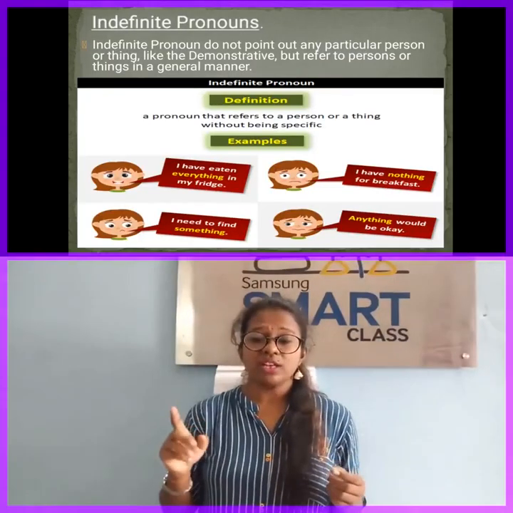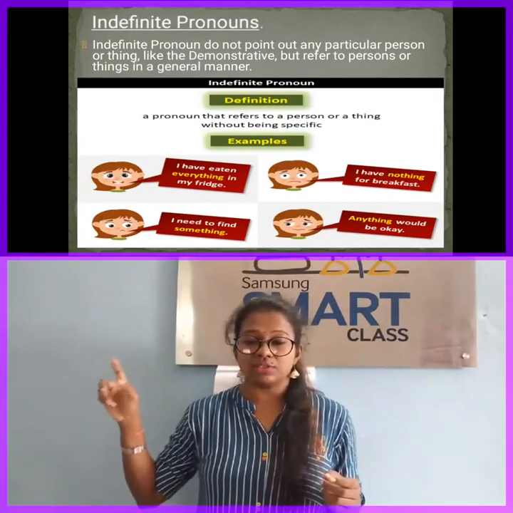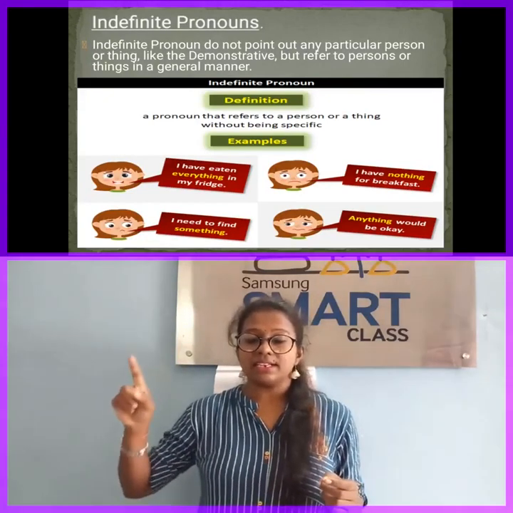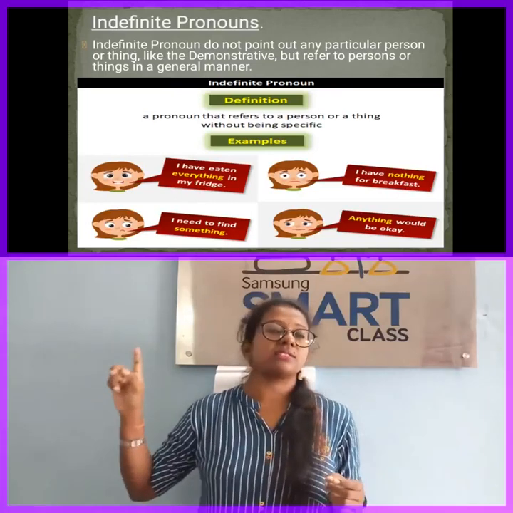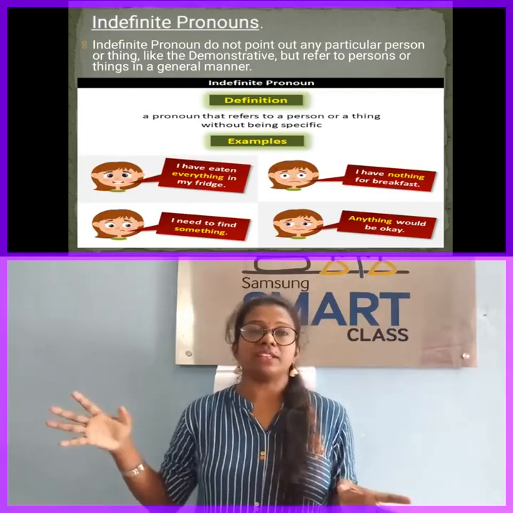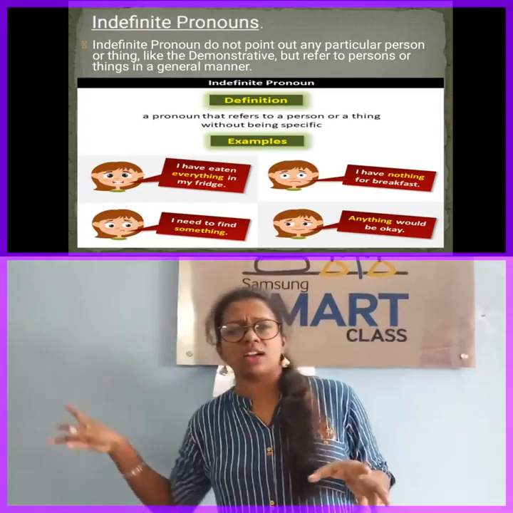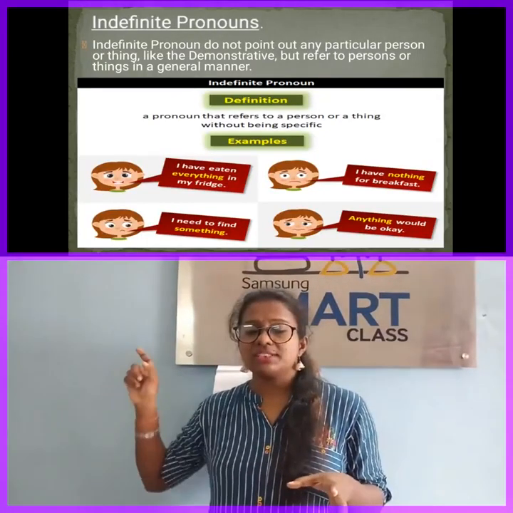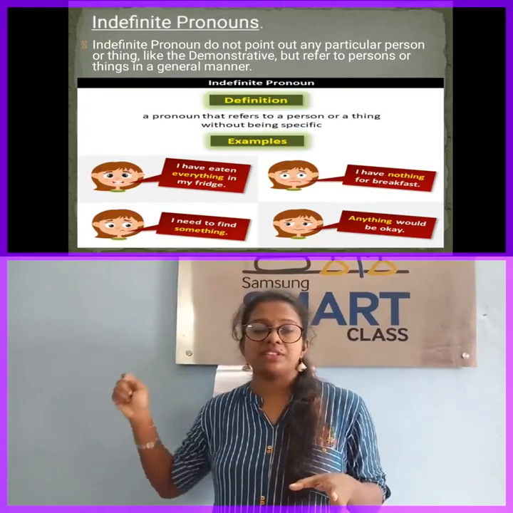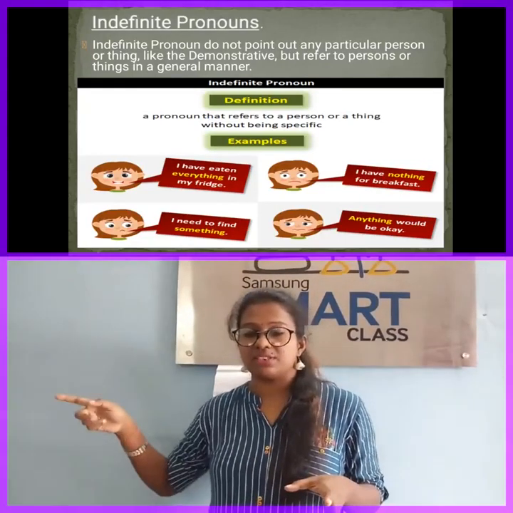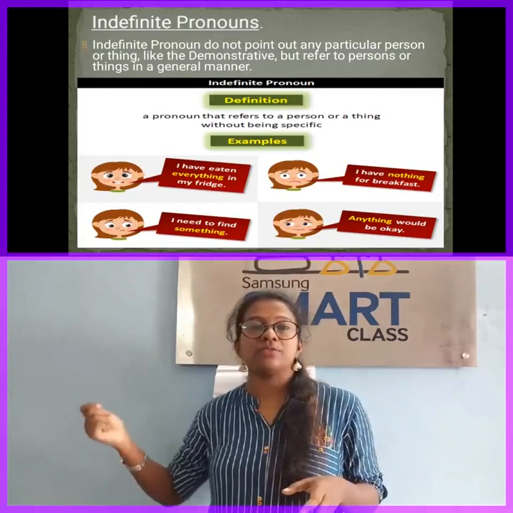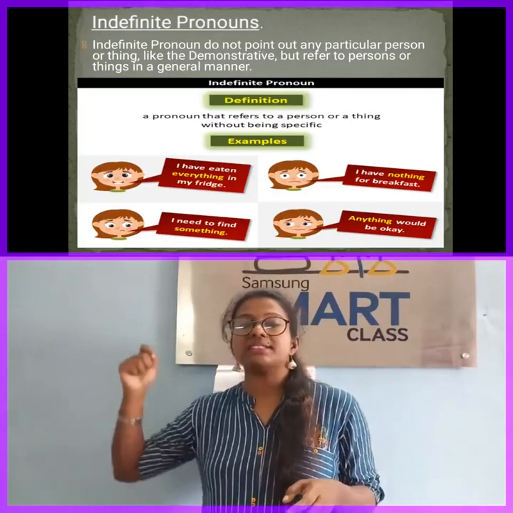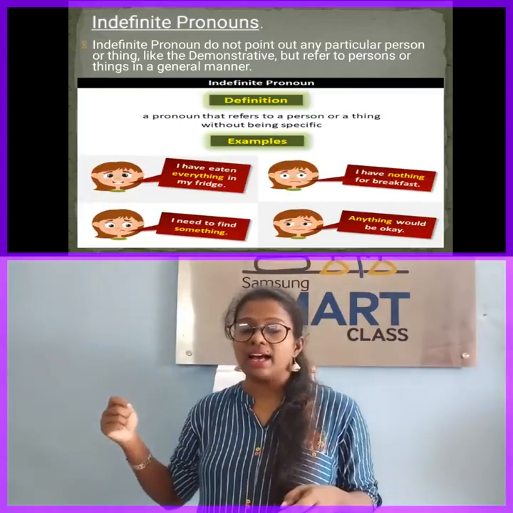So the definition, you see the examples from the chart, dear students. The first one says, the girl is saying, I have eaten everything that is in my fridge. So everything, she is not mentioning particular things, the chocolate or the cake or the apple or the fruit, but simply she is saying that I have eaten everything in my fridge. In the second example, she is saying, I have nothing for breakfast.